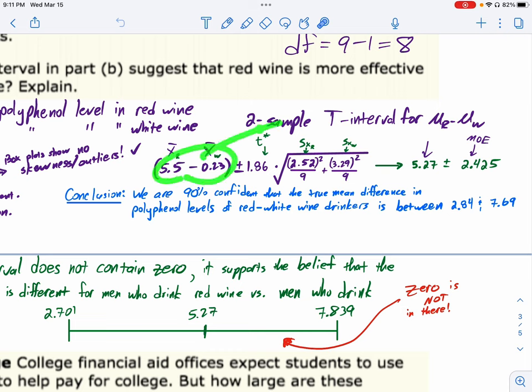I also then wrote it as this. This here is the point estimate, and then you can do a little math. You can do this minus this. That's the margin of error. The conclusion sentence is in blue. We're 90% confident the true mean difference in polyphenol levels of red minus white wine drinkers is between those two numbers.